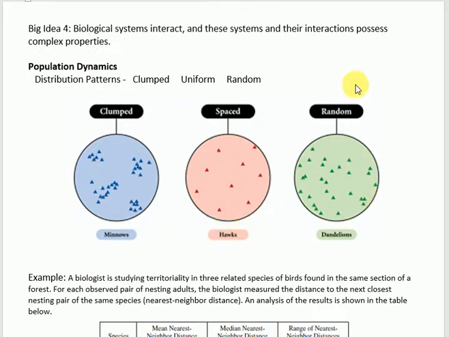And then we have the random pattern. This basically just means that they're going to be anywhere. An example here would be dandelions. They just kind of pop up wherever they want.